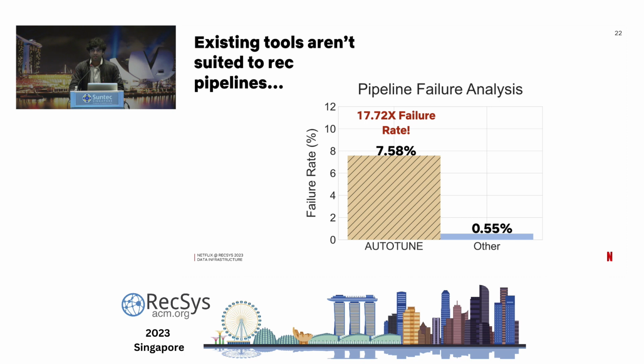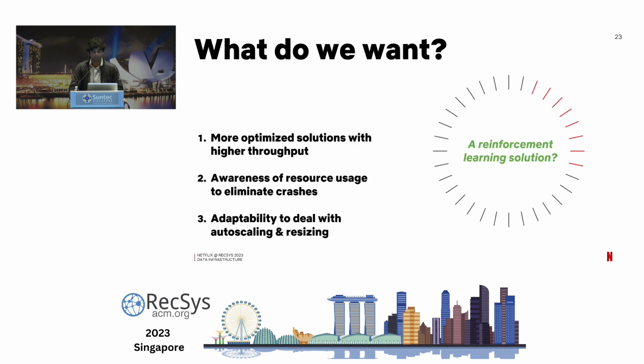The third problem we see is that a lot of optimized tooling out there to address this problem for data loading bottlenecks is not built around these complex, memory-intensive recommender pipeline operators. And so as a result, in trying to optimize the pipeline, they often end up over-allocating memory, leading to crashes and out-of-memory errors. In fact, with automated tooling, we saw an 18x higher failure rate compared to other jobs, which is completely unacceptable for our production use cases.